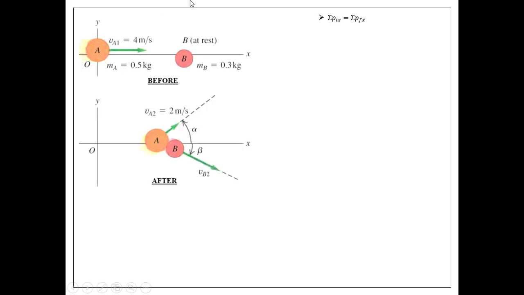Okay, so I'm going to go ahead and just start with the x direction. Here I've made a statement that the initial momentum of the system in the x direction must equal the final momentum of the system in the x direction as well. So I'm just going to go ahead and break it up.